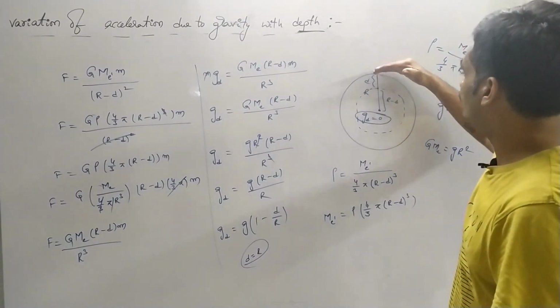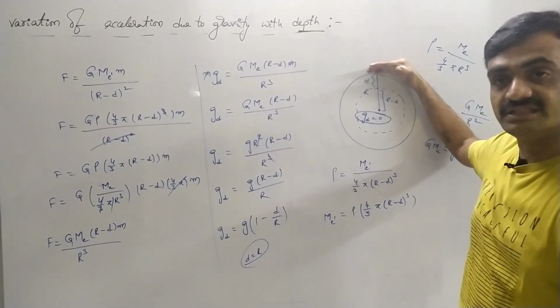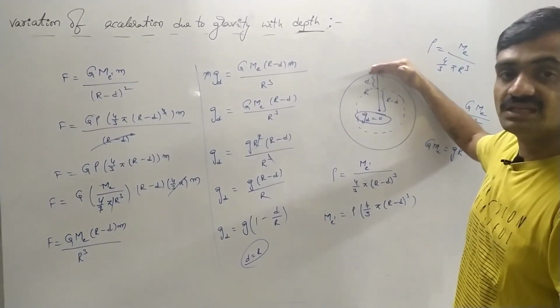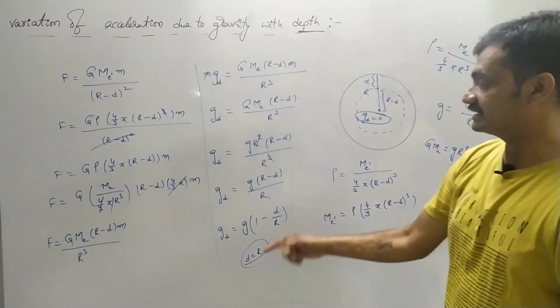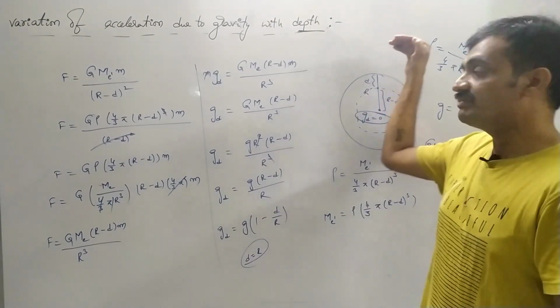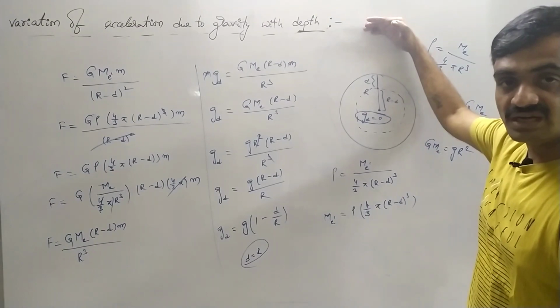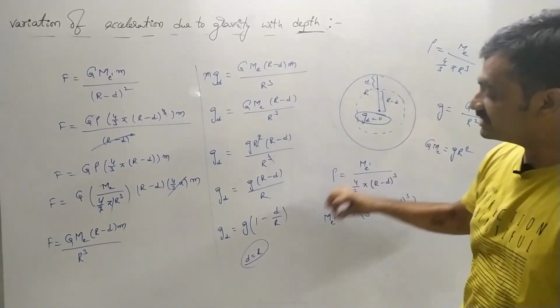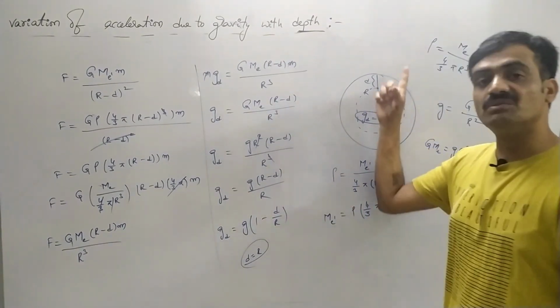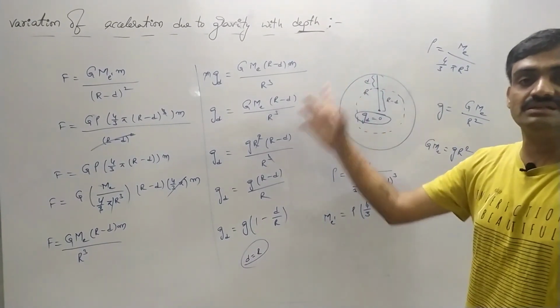As we move up from the center, acceleration due to gravity increases. From the surface of the earth, as we move up, acceleration due to gravity decreases, as we had seen in the previous case. So we can represent that acceleration due to gravity is maximum on the surface of the earth.